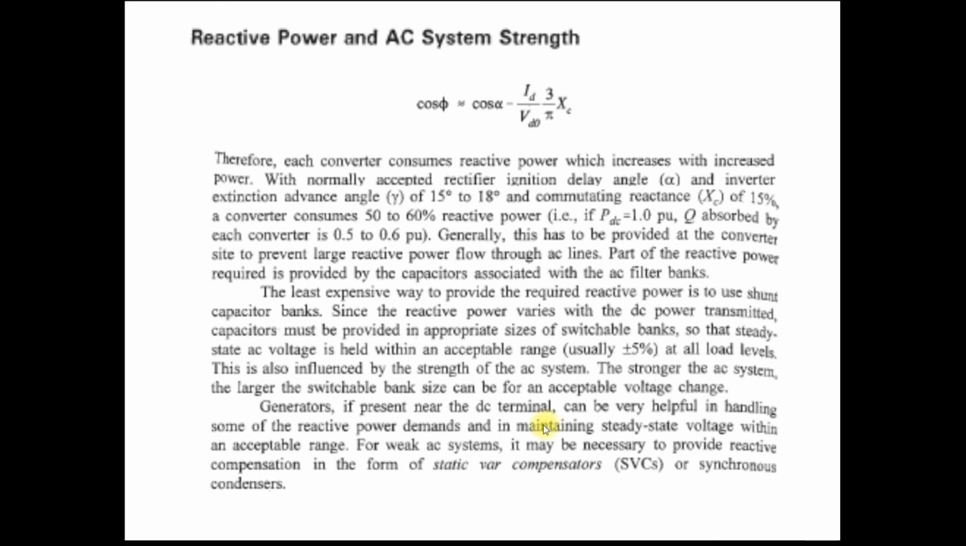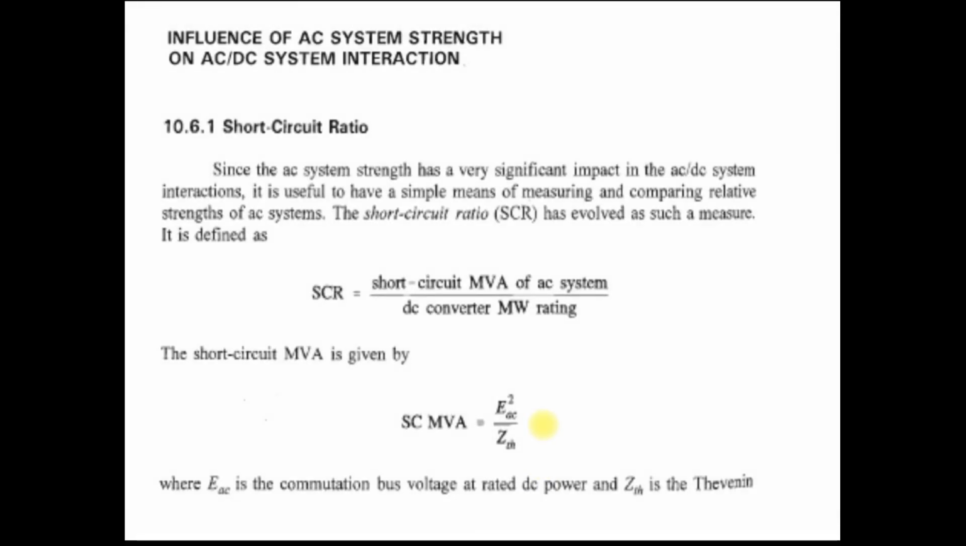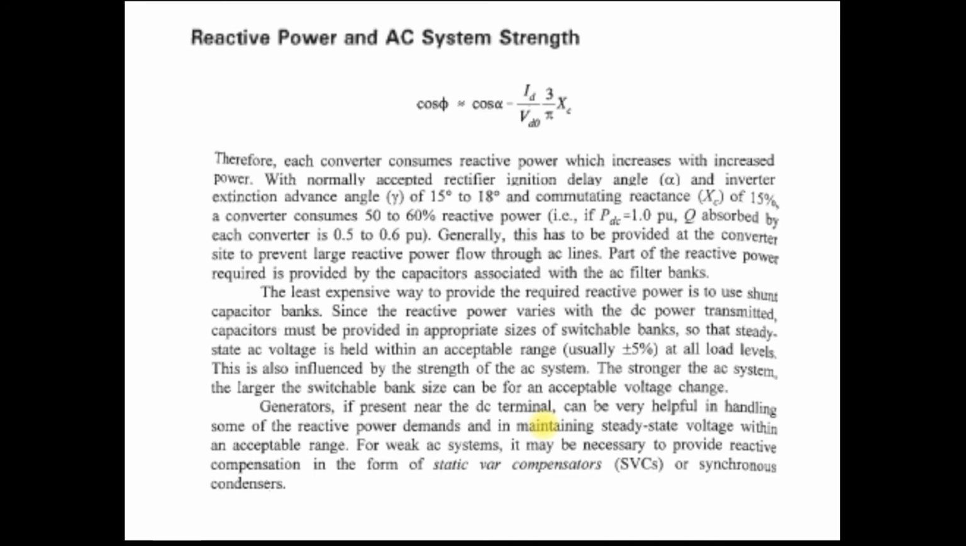So here are two parameters which affect the AC-DC system interaction. One is the ESCR parameter, from which you can identify the system strength, and another is the reactive power requirement. If your reactive power requirement is very high for the stronger system, then you can use the switchable size capacitor bank, or if your system is weak, then you can go for the FACTS devices.